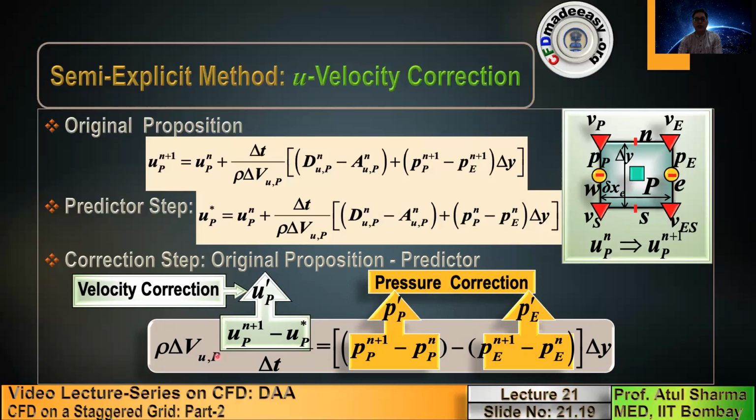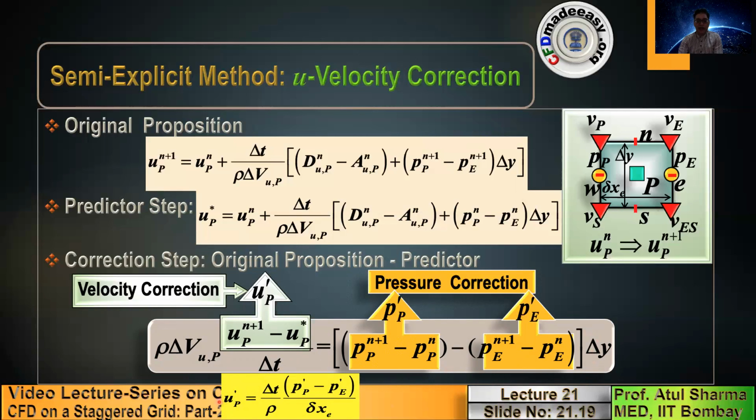So when you divide by the volume, that is delta Y into delta XE, this delta Y cancels from the numerator and denominator, and you end up with an equation which is UP prime is equal to delta T by rho. The surface area divided by volume gives you a length scale, delta XE. So this is the expression that you get for the U velocity correction.